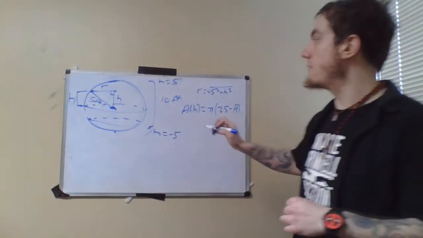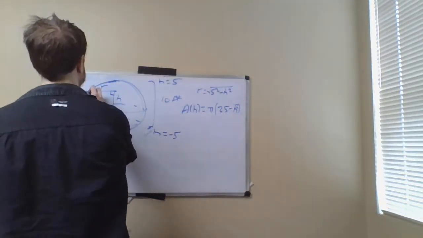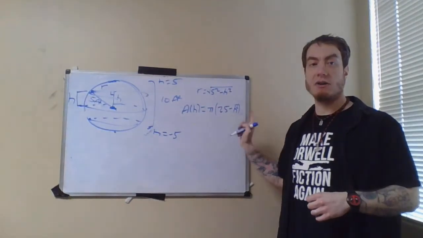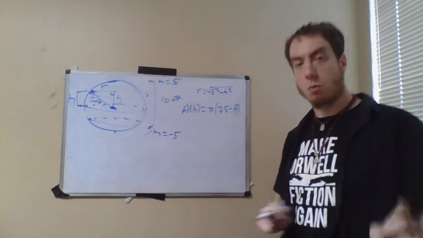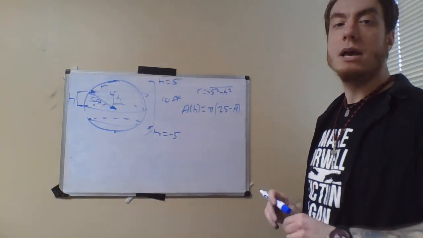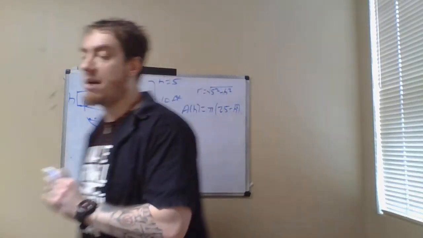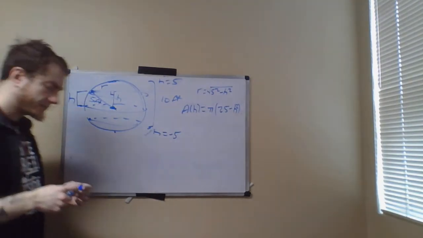So the area of a cross section at height h is going to be given by a formula very similar to this. See if you can work that out. If you can work that out, then you should be able to hopefully finish the rest of the problem. If you have any questions about that problem, feel free to let me know.